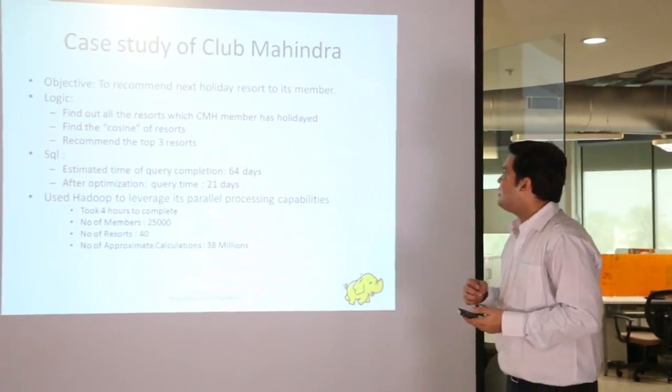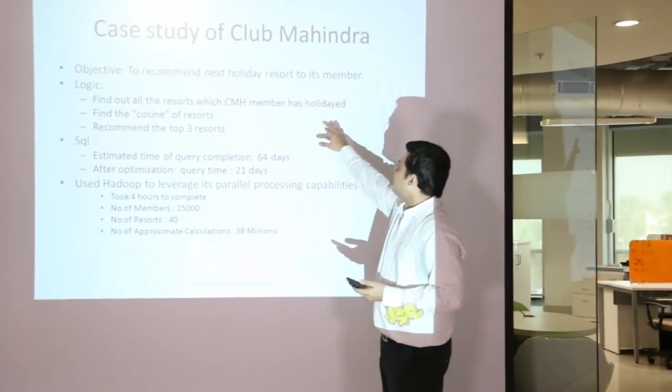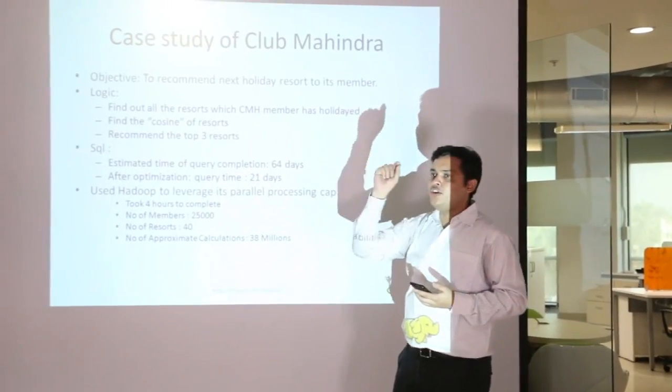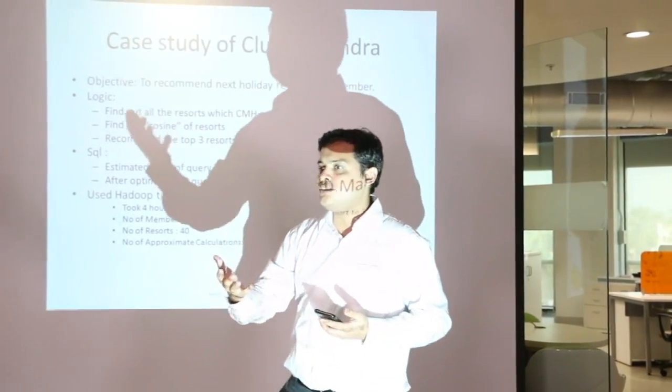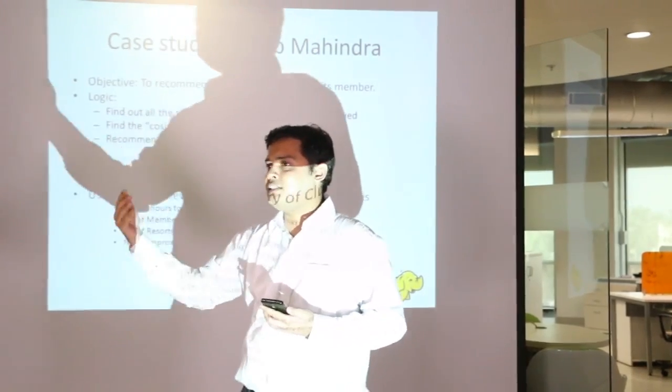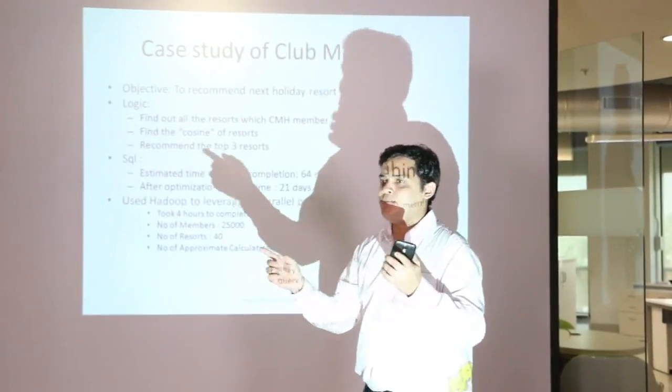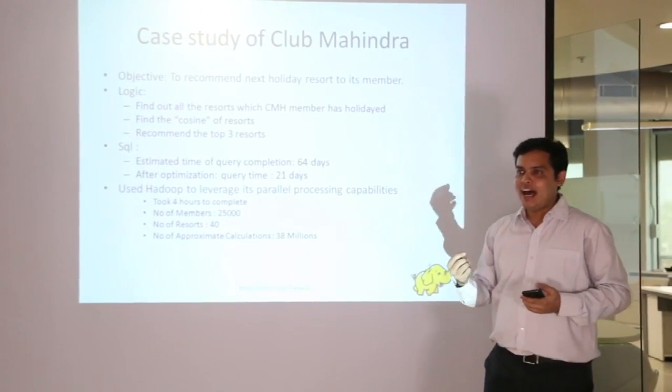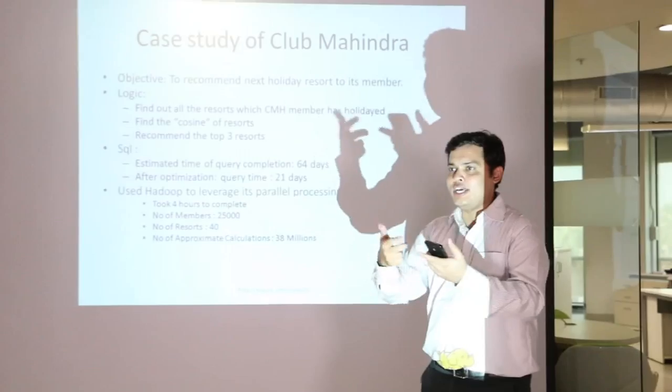So what we did was we used to find out all the resorts where a Club Mahindra member has holidayed. So I know which resorts Akash has visited. I will find the similar resorts that other people have visited. And there was some cosine thing that came into the picture. Akash, can you just explain this cosine? Like what does it actually do? So basically you make a matrix of all members and all the resorts they've visited, and then for every resort you find similar resorts based on the dot product of the two vectors. So it gives you a similarity score between the two resorts.